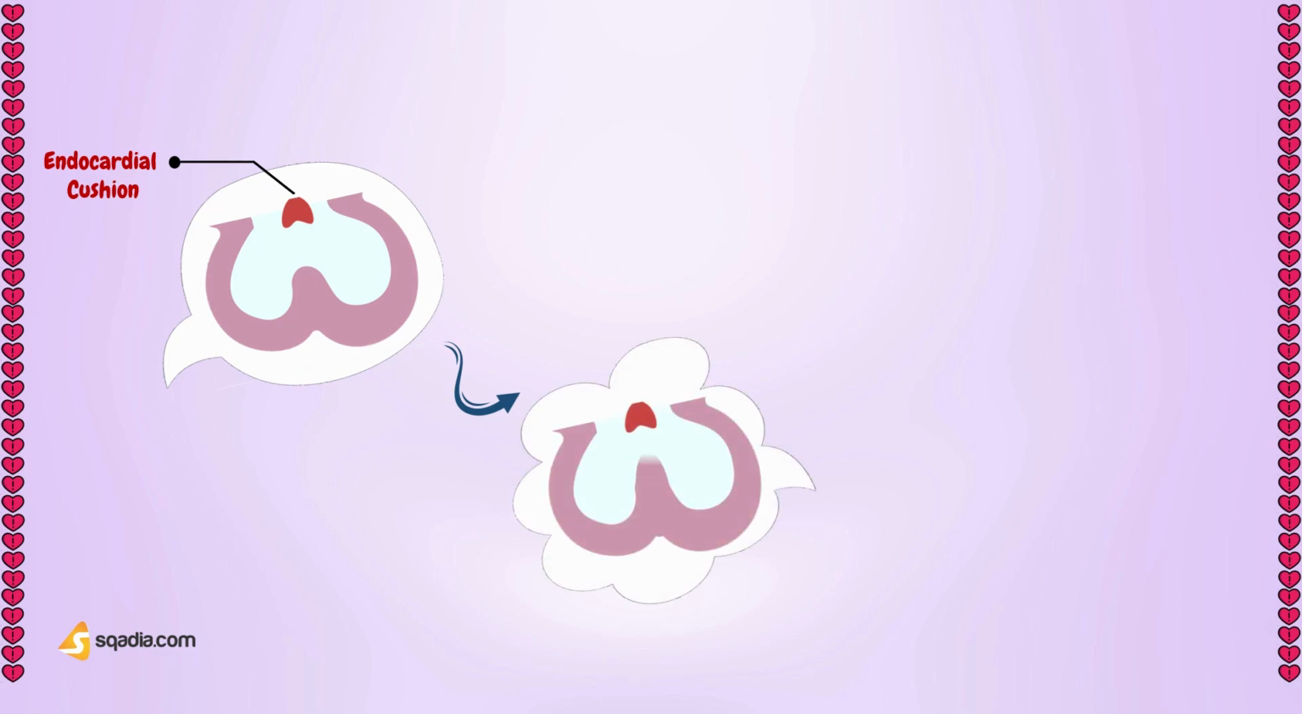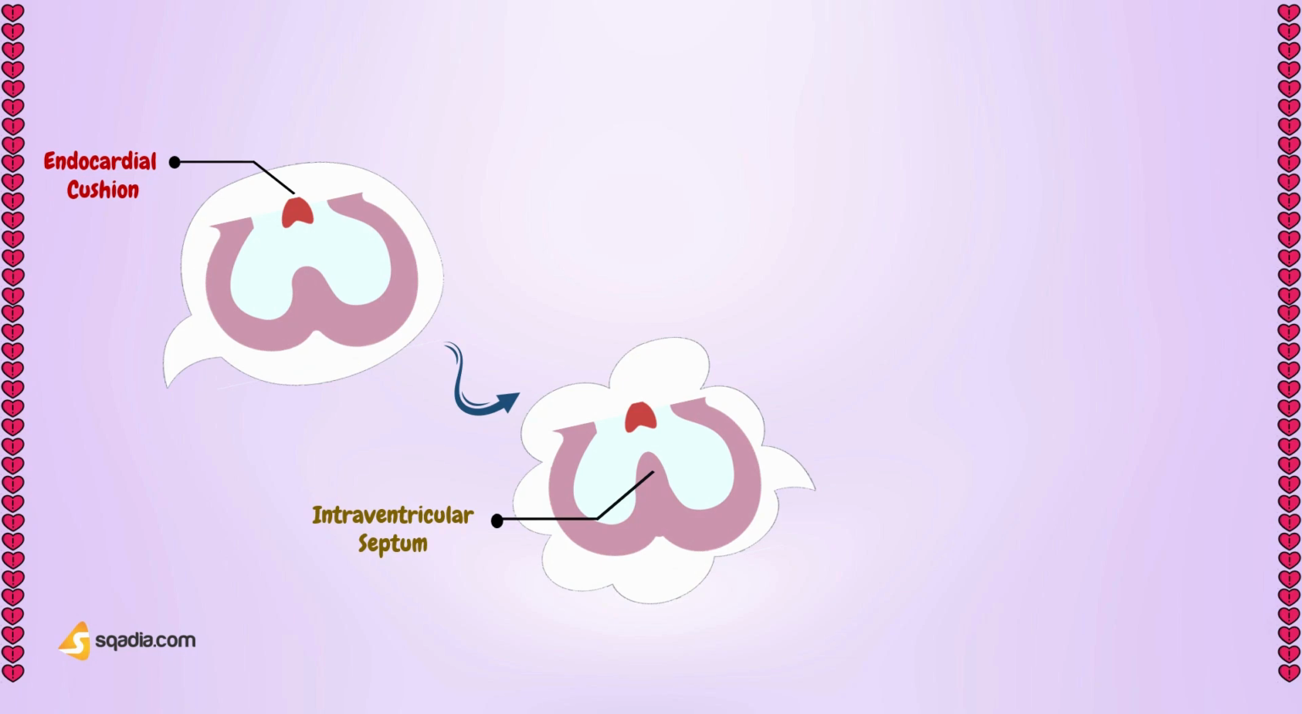Moving forward, here is the floor of the ventricular chamber. Then there are the endocardial cushions. From the end of the fourth week, a muscular interventricular septum arises from the floor of the ventricular chamber. The septum rises towards the endocardial cushions, leaving an interventricular foramen.